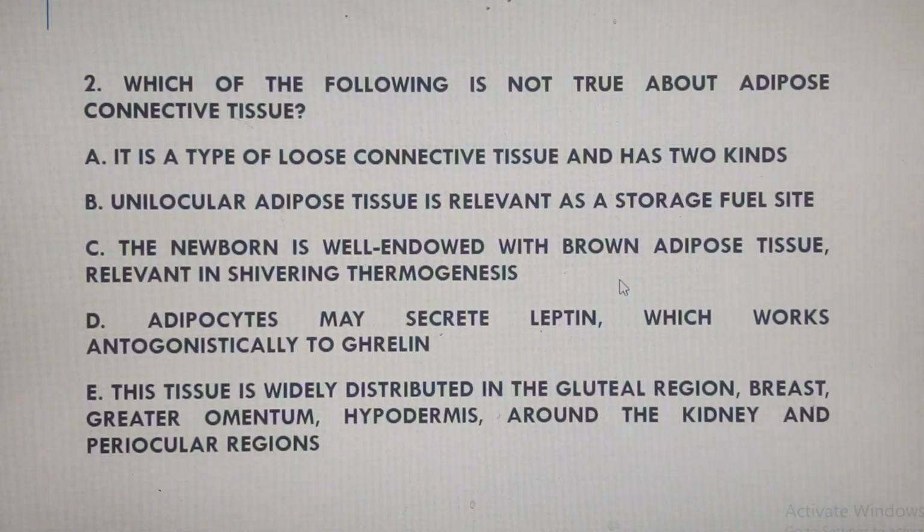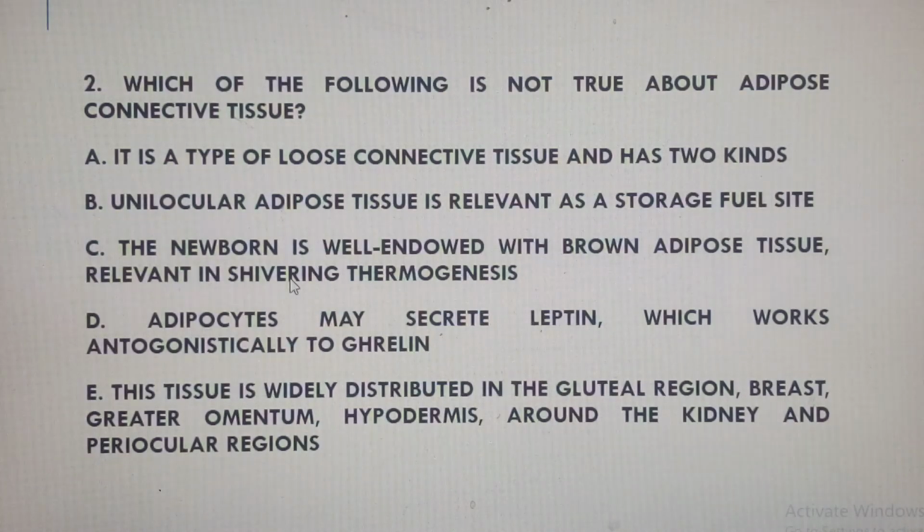Now, option C says the newborn is well endowed with brown adipose tissue, relevant in shivering thermogenesis. Yes, the newborn, because nature recognizes that there will be some mothers who may not really take care of their newborn very well, and may die out of that kind of excessive cold environment. So nature has endowed the newborn with a lot of brown adipose tissue. That's the multilocular adipose tissue. It is relevant in thermogenesis, but not shivering type of thermogenesis.